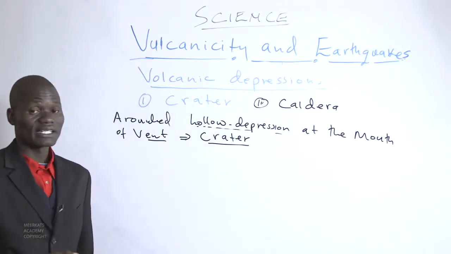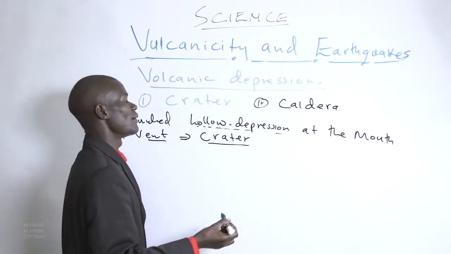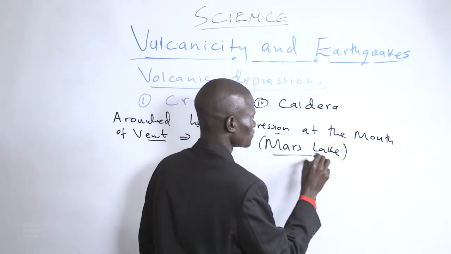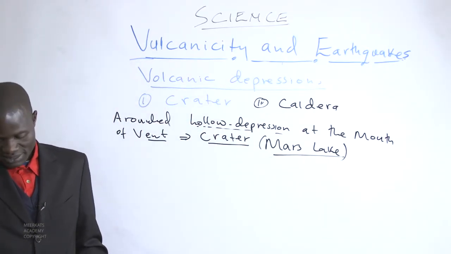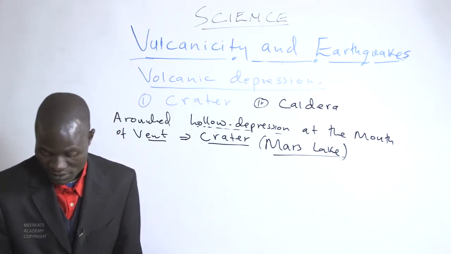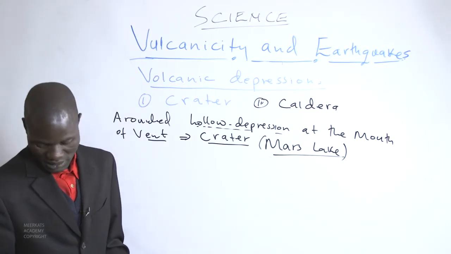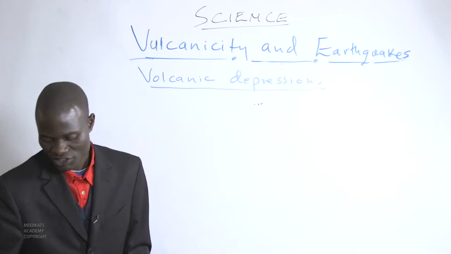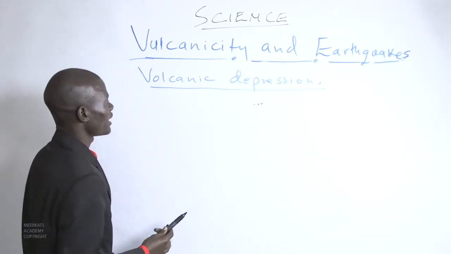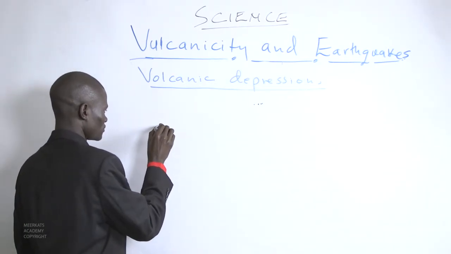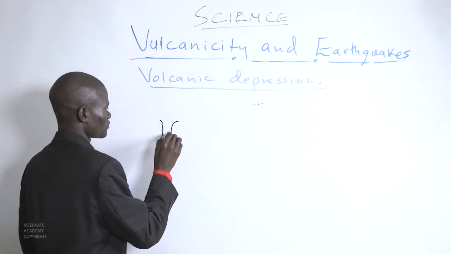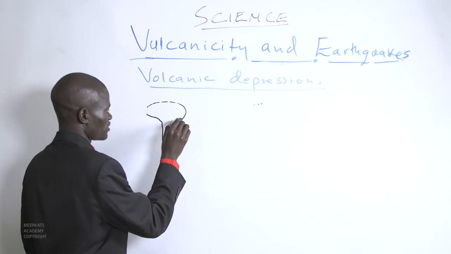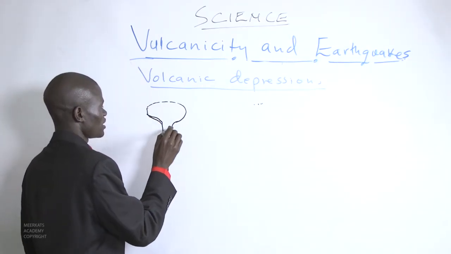And when these craters are filled with water, sometimes they form what you call Maar lakes, or crater lakes. They are found in various regions of the world. How is a crater formed? A crater is formed when magma extrudes or ejects itself through an opening that is known as the vent. And as a result of that, it may lead to a depression.